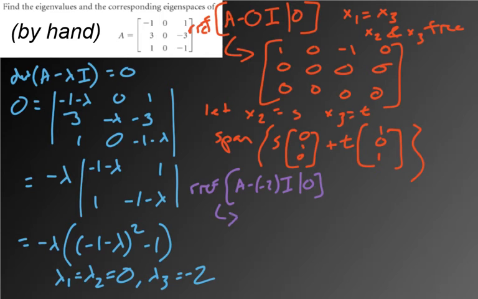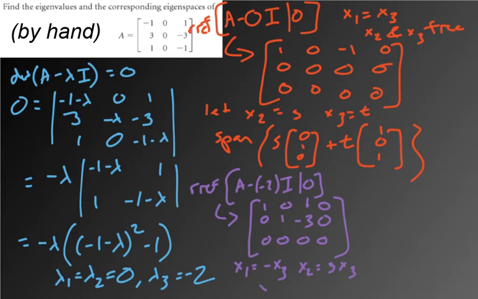If we do that one, we get this. So x1 equals negative x3, x2 is 3x3, and in this case x3 is free. You do the same thing: let x3 equal t. You can reuse t because this is a separate thing from the previous eigenspace. And so the eigenspace here is the span of t times (negative 1, 3, 1).